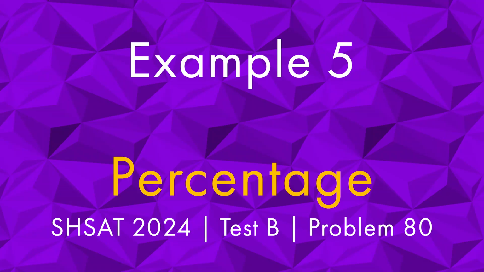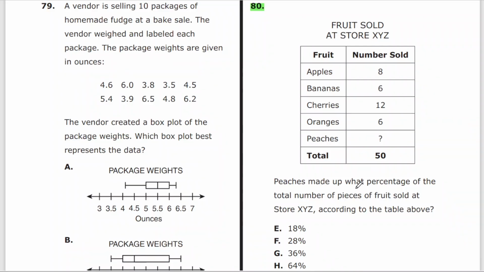Example 5 is problem 80, test B, SHSAT 2024. We have a table. Peaches made up what percentage of the total number of pieces of fruit sold at store XYZ according to the table above? So peaches right here have a question mark, so let's find this out. It's 50 total. Now, if you add this up, 8 and 12, we're gonna get 20. Now this is 12, so total 32. So therefore, peaches have to be 18, because 18 plus 32 is equal to 50.